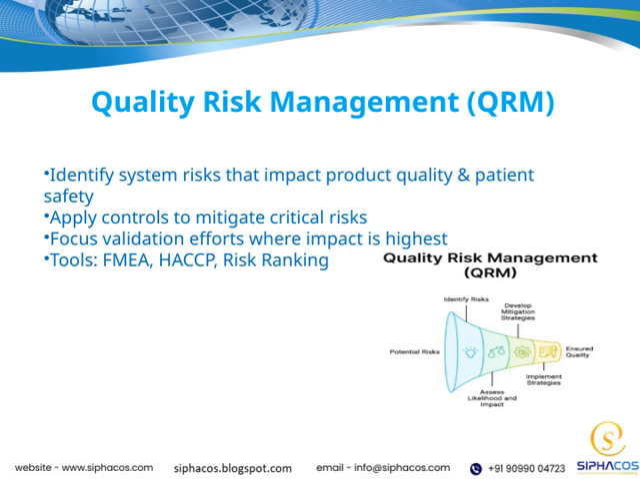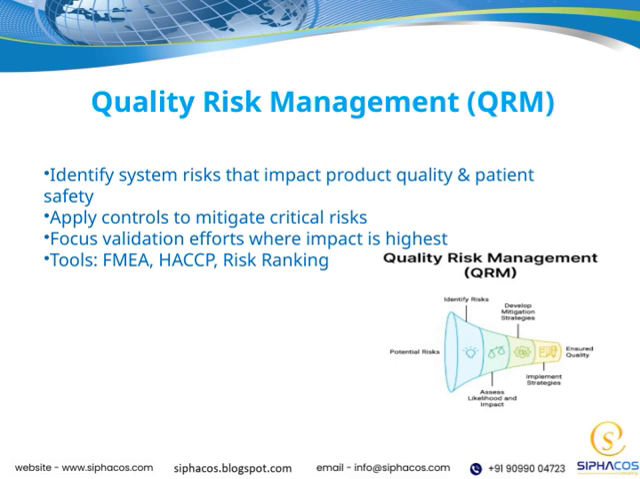It's crucial to understand where vulnerabilities exist so we can proactively address them. Once we've pinpointed these risks, the next step is applying controls to effectively mitigate the most critical ones. This targeted approach helps us prioritize our efforts where they'll make the biggest difference. By concentrating validation efforts on areas with the highest impact, we ensure that our resources are used efficiently and that we're safeguarding patient safety and product integrity.